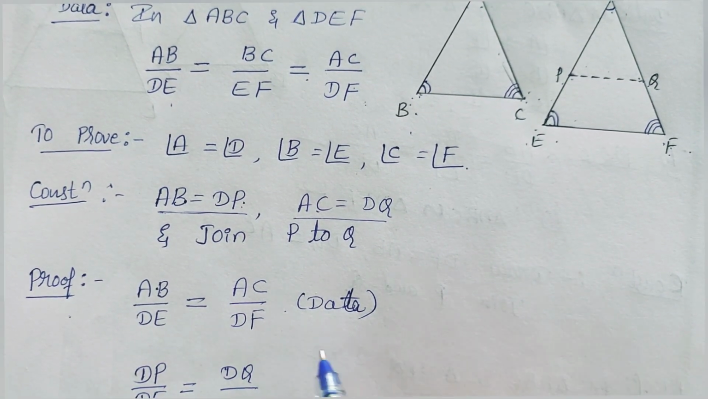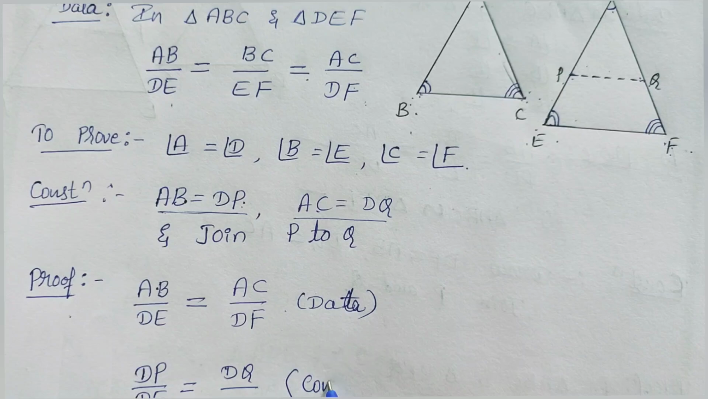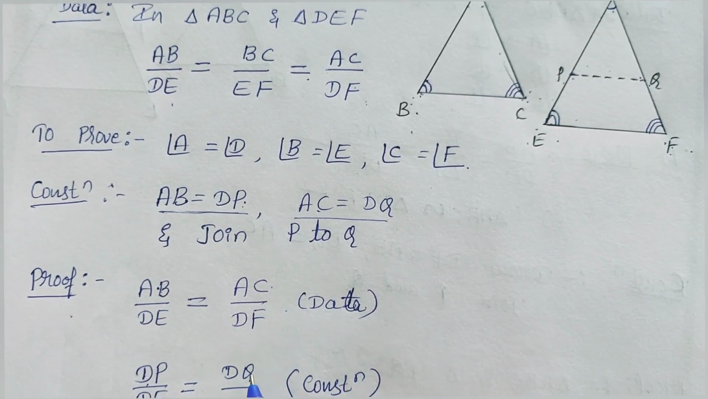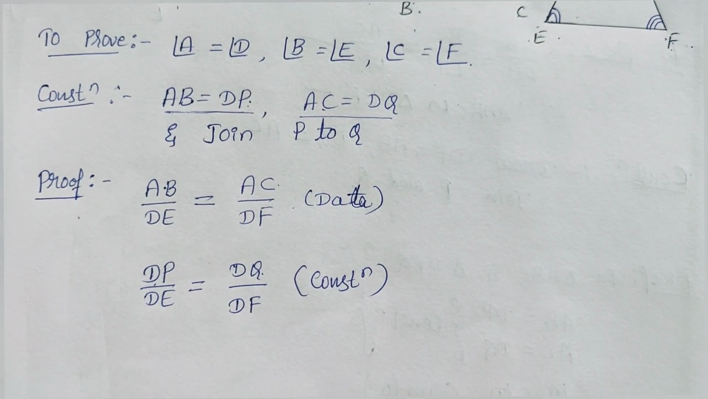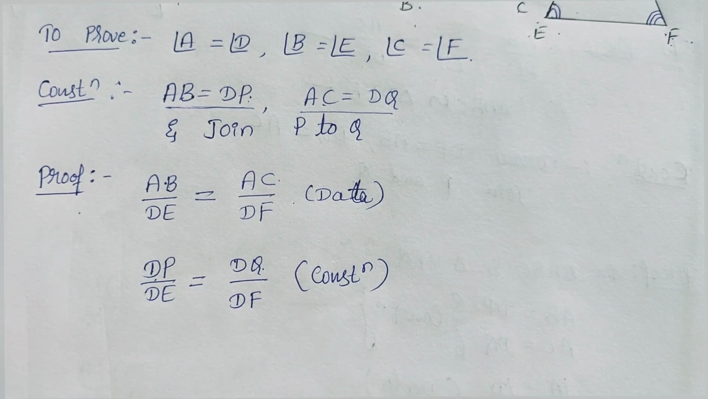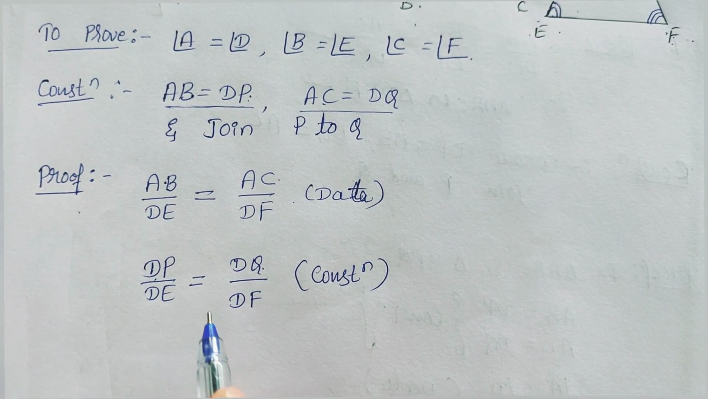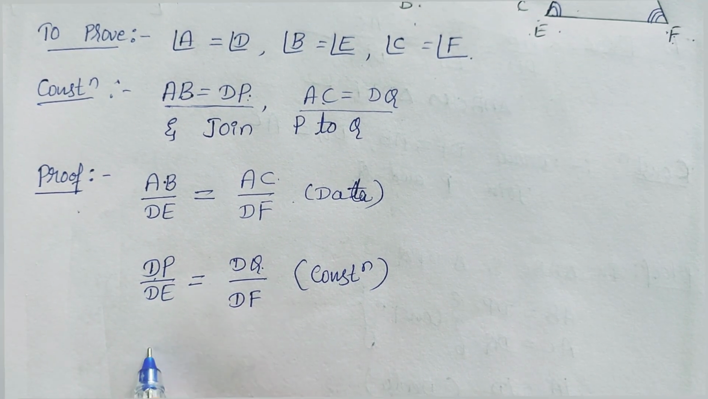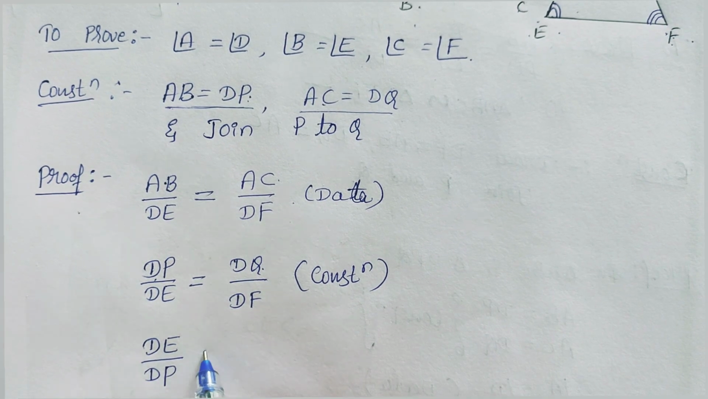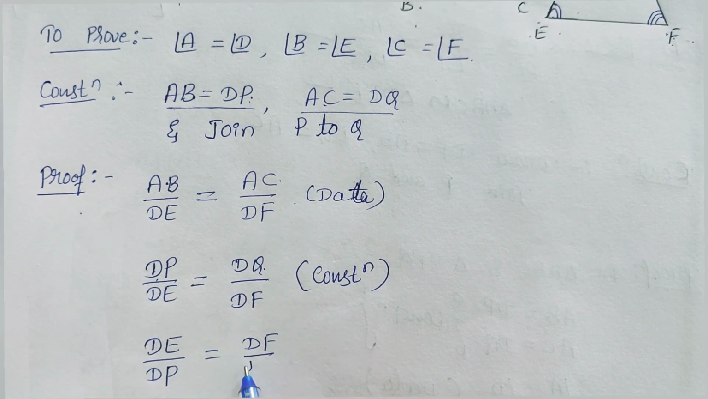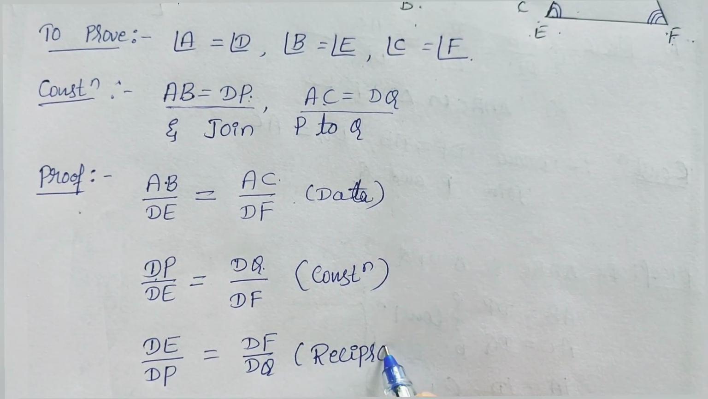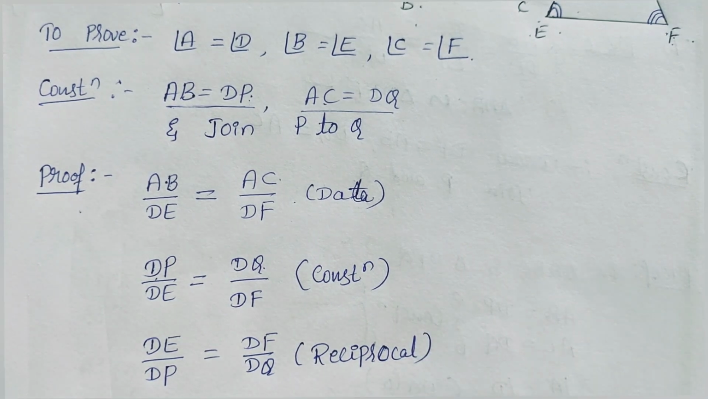So from where have you replaced these two? This is from the construction. From the construction we have replaced AB by DP, AC by DQ. So from the construction we got this mathematical form. Now just take the reciprocal of this step. By taking the reciprocal I will get DE divided by DP, which is equal to DF divided by DQ. So we have taken the reciprocal of the above step.